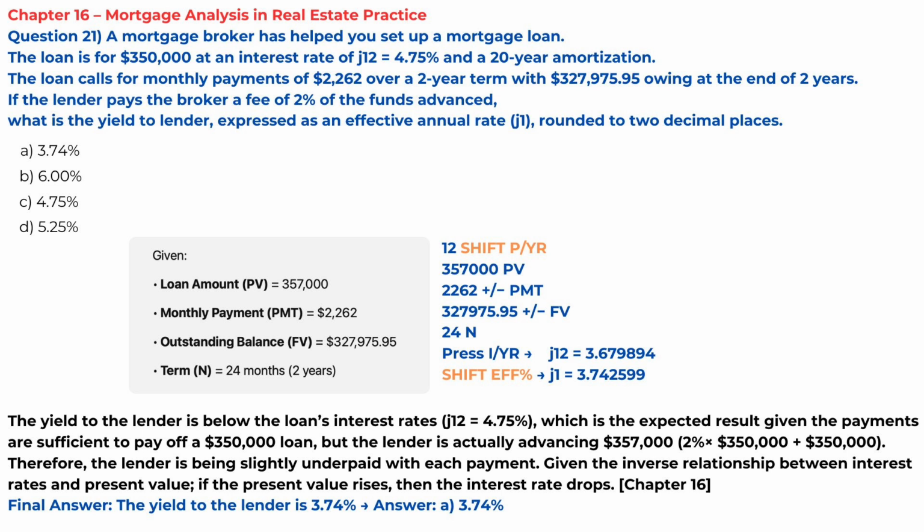12 shift PYR, 357,000 PV, 2262 plus/minus sign, and then press PMT, 327,975 plus/minus sign, and then press FV, 24 N. Press IYR.